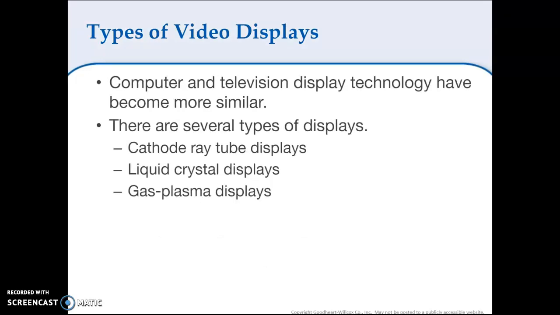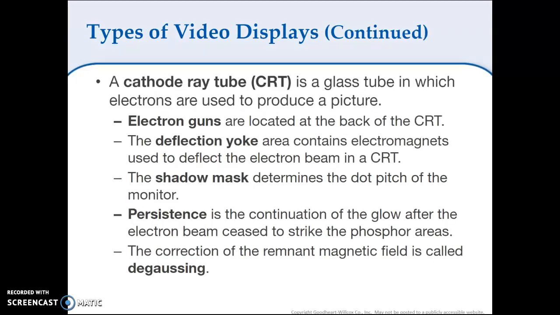Now, types of video displays, we've seen these before. Obviously, computer and television display technology have become more similar. As a matter of fact, some of us watch TV and a lot of videos on our PCs, maybe even more so than we do on our television sets. There are several types of displays. There's a cathode ray tube display, which is an older display, the LCD or liquid crystal, and gas plasma display.